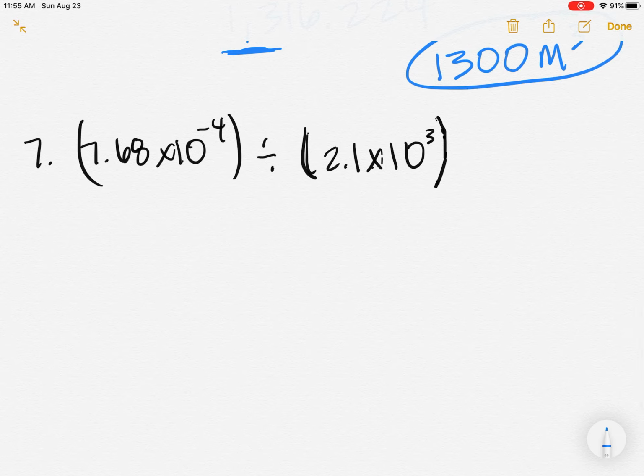All right, and the very last one is a division problem, still sig figs. So I'm going to take these out just to make it easier to put into my calculator. 1, 2, 3, yep. Okay, so just go ahead and divide these. And I get a very small number.